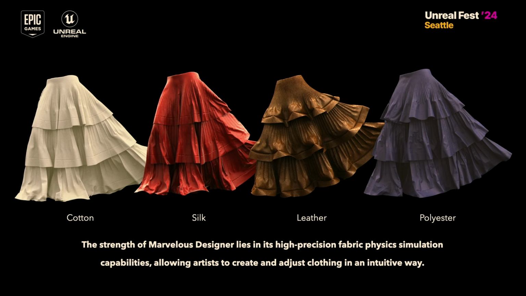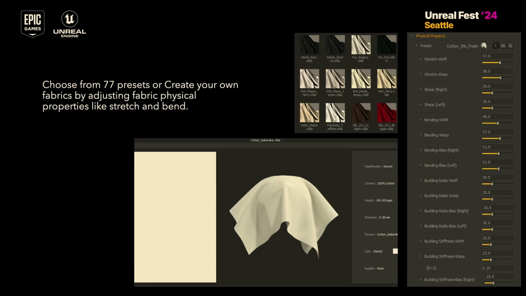The fabrics with different physical properties will behave differently. Everything's based on real world. It's all been dialed in. So cotton will act like cotton, silk will act like silk, leather will be stiff and act like leather, etc. And all of these settings, which are set in Marvelous, can be transferred directly to the Chaos Cloth through the USD format into Unreal Engine.